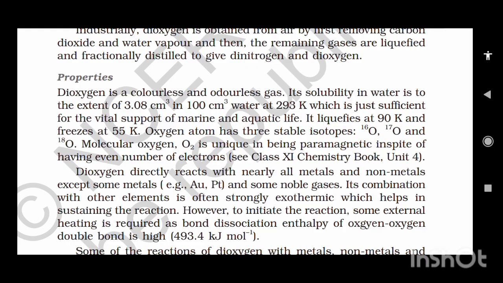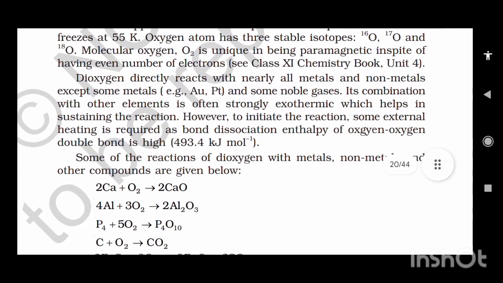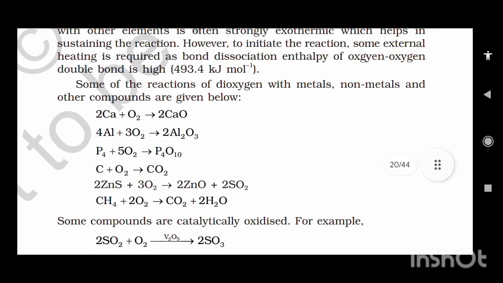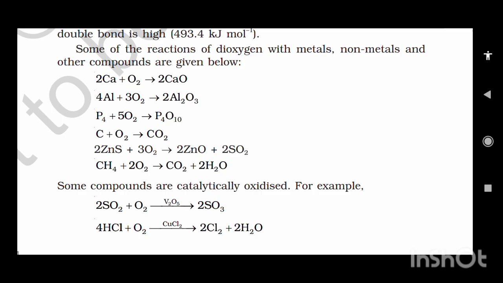Dioxygen directly reacts with nearly all the metals and non-metals except some metals and some noble gases. Its combination with other elements is often strongly exothermic, which helps in sustaining the reactions. However, to initiate the reaction, some external heating is required, as the bond dissociation enthalpy of the oxygen-oxygen double bond is high. Some of the reactions of dioxygen with metals, non-metals, and other compounds are given, like when calcium reacts with oxygen to give calcium oxide.